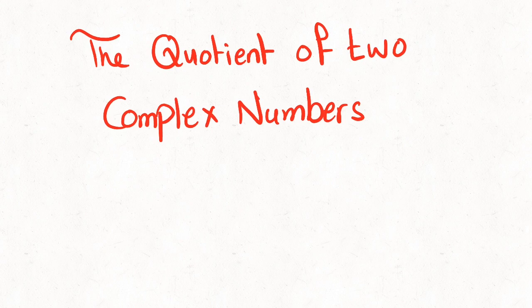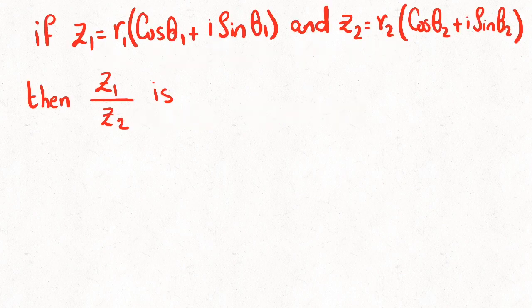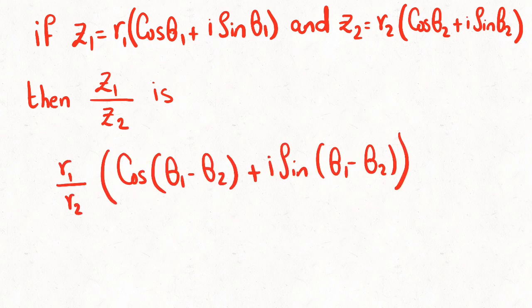The quotient rule of complex numbers in polar form, or the division rule. Given the value of z1 and z2 as you can see in front of you, when you divide z1 by z2, you have to make sure that you will say it is r1 divided by r2. And with cosine and sine, you have to say the angles will become theta 1 minus theta 2.